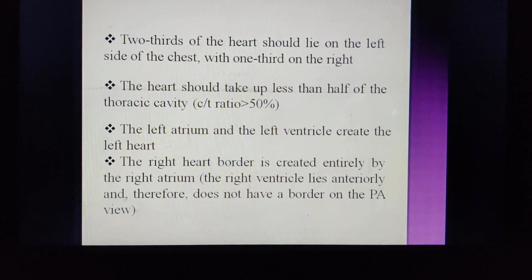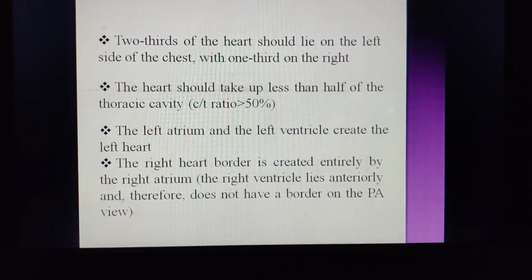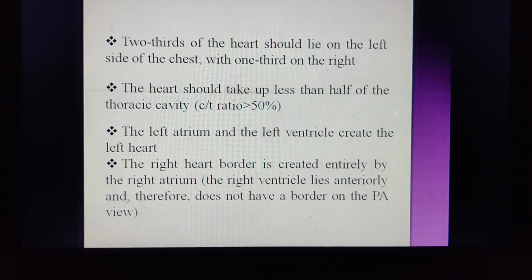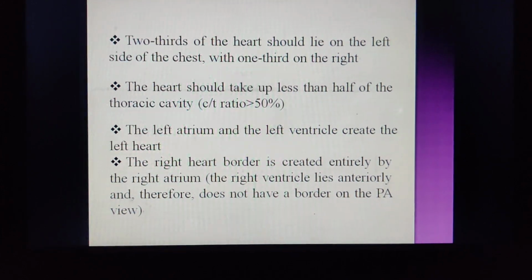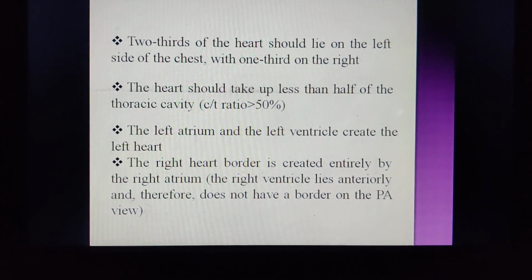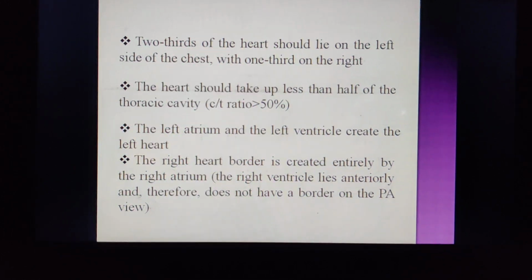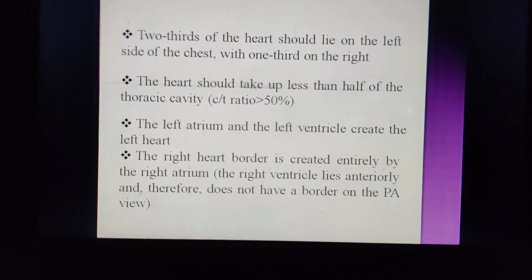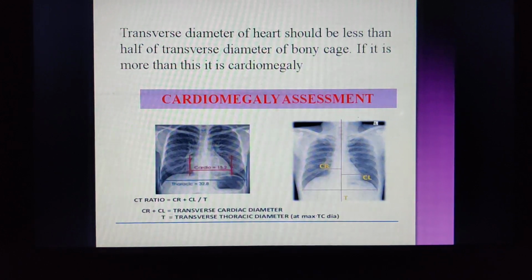We should know that in normal condition, 2/3 of the heart lies on the left side and 1/3 on the right side. So in normal condition, the heart should take up less than half of the thoracic diameter, and if it covers more than 50% of the thoracic diameter, this indicates cardiomegaly.